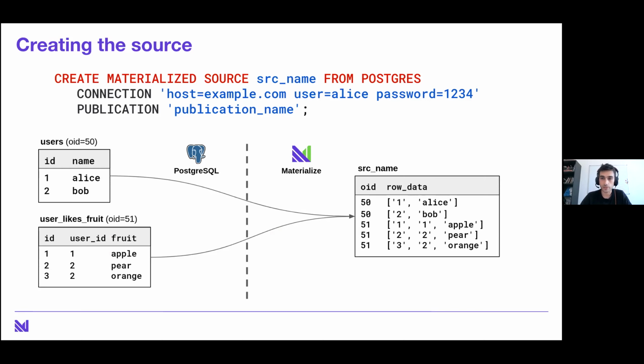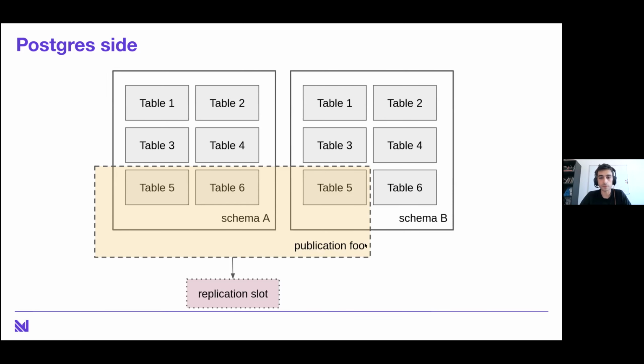You can also optionally use TLS certificates. And the other parameter is the publication name. So here would be foo, for example. And this is how Materialize knows what things this source will end up having.